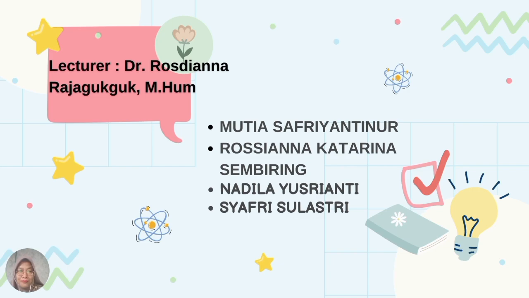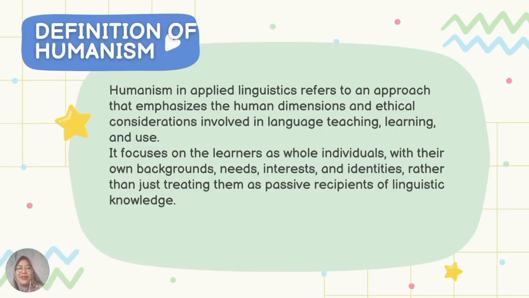Okay, this is my group. The first one I will discuss is the definition of humanism. Humanism in applied linguistics refers to an approach that emphasizes the human dimension and ethical considerations involved in language teaching, learning, and use. It focuses on learners as whole individuals with their own backgrounds, needs, interests, and identities, rather than just treating them as passive recipients of linguistic knowledge.